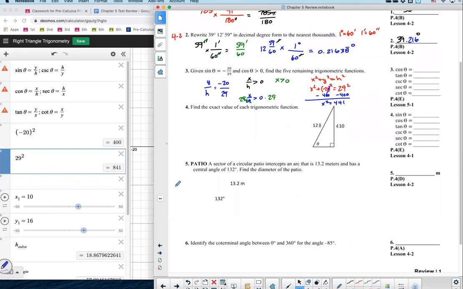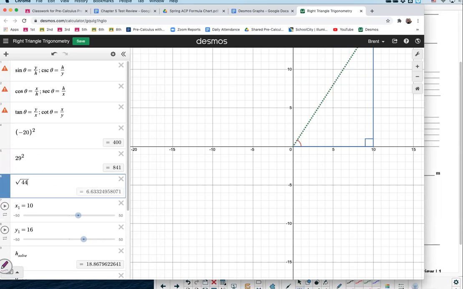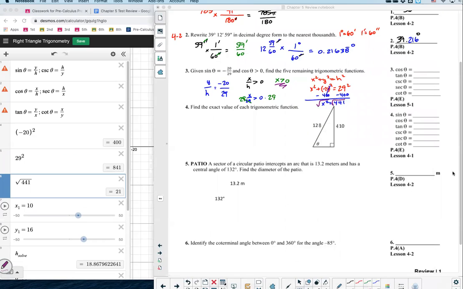I'm going to take the square root of 441. Normally, I would say if you add a square root that's not originally there, it needs a plus or minus. But this one, we don't need a plus or minus. We know it's positive. So x will be the square root of 441. The square root of 441 is 21.